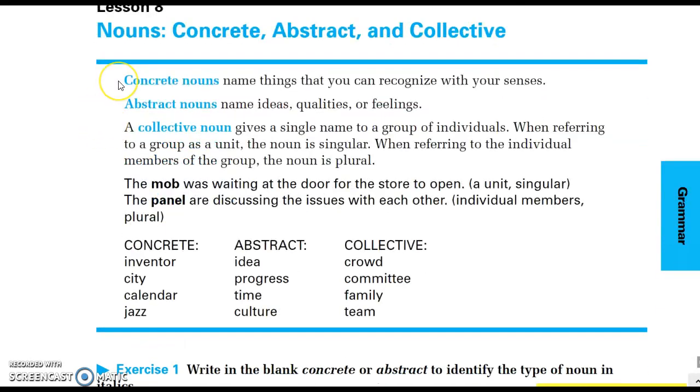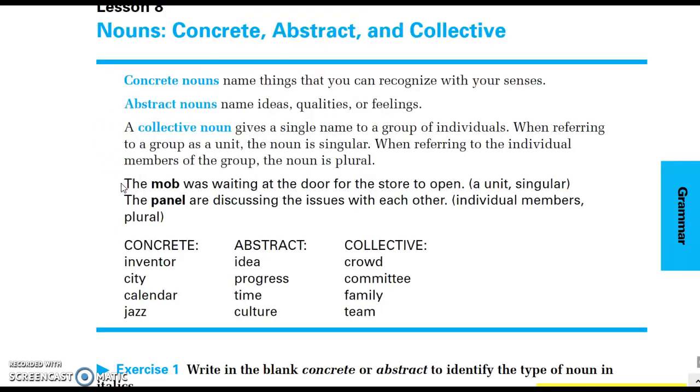The worksheet says, concrete nouns name things that you can recognize with your senses. Abstract nouns name ideas, qualities, or feelings. A collective noun gives a single name to a group of individuals. When referring to a group as a unit, the noun is singular. When referring to the individual members of the group, the noun is plural.